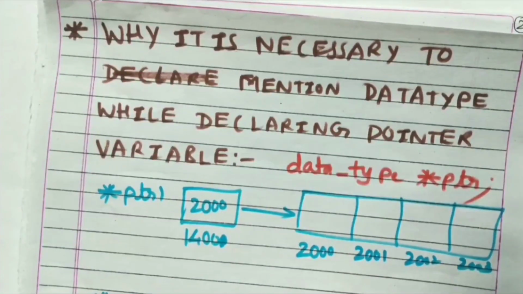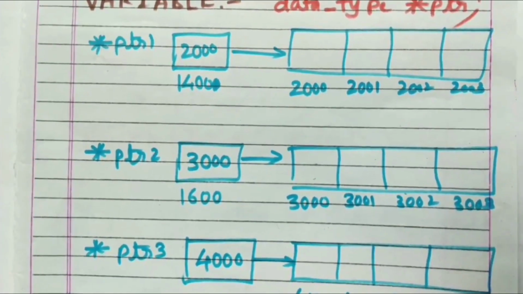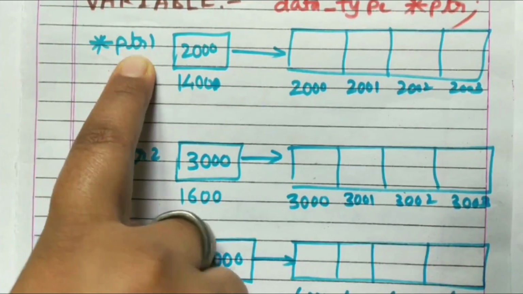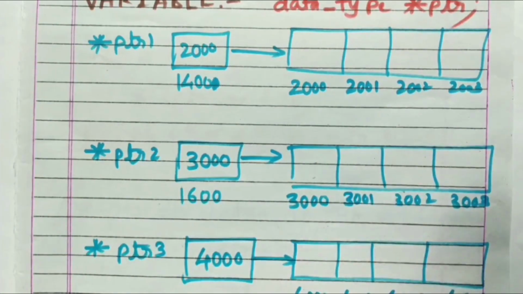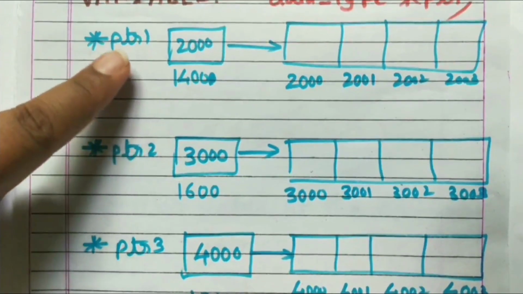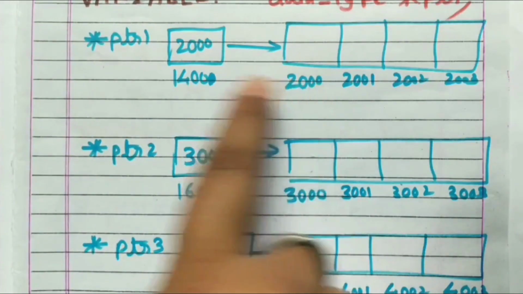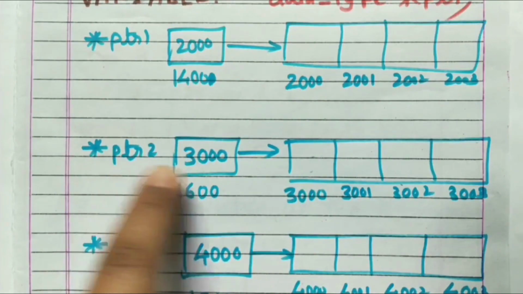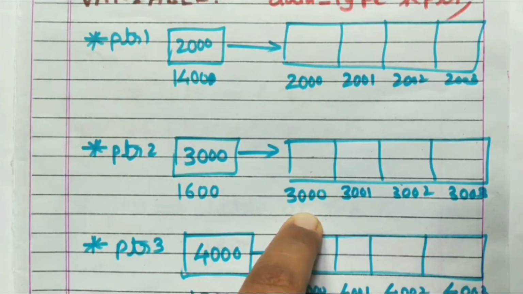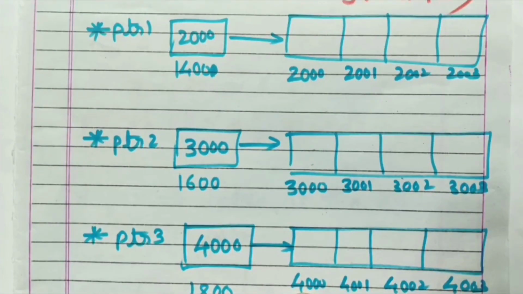For that, I have taken three pointers, ptr1, ptr2, and ptr3, without any data type, and on the right side is the memory representation. ptr1 is a pointer variable, so it will store the address 2000. ptr2 will store the address 3000, and ptr3 will store the address 4000.